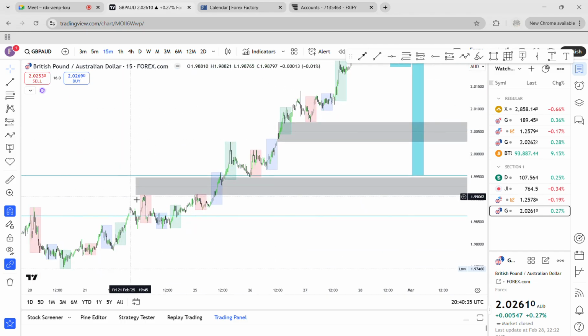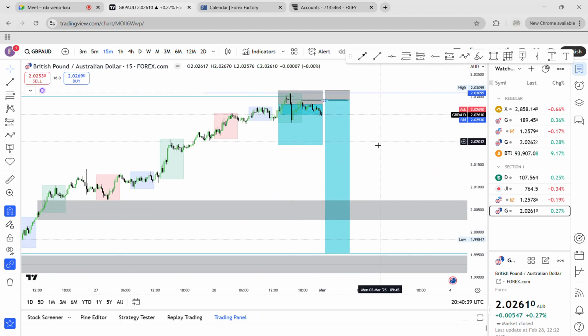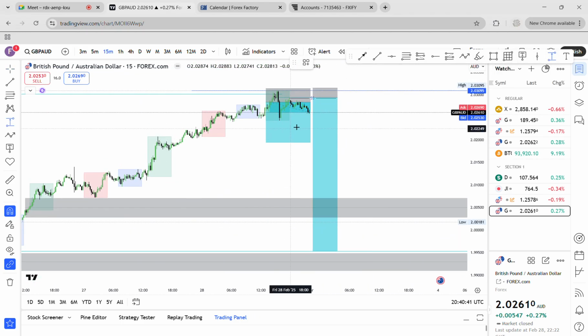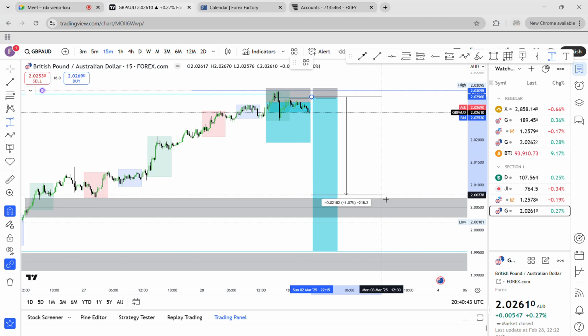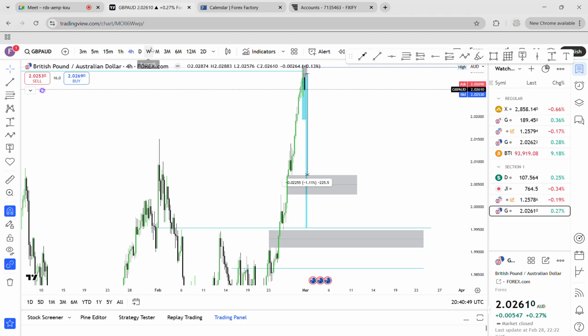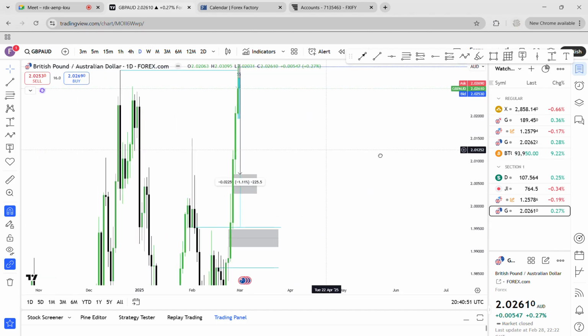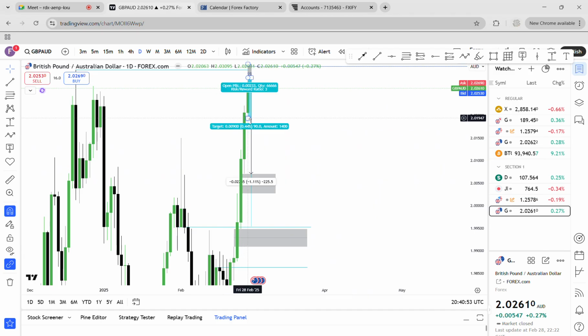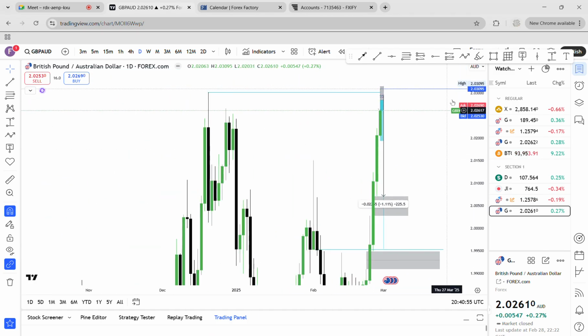All of these are what? Fair value gap areas. So imagine you just take this week's trade to this area. This is 200 and something pips. The very first fair value gap, where is it? From the daily. We have one here. Let me see. You can see how they find that one, right here.